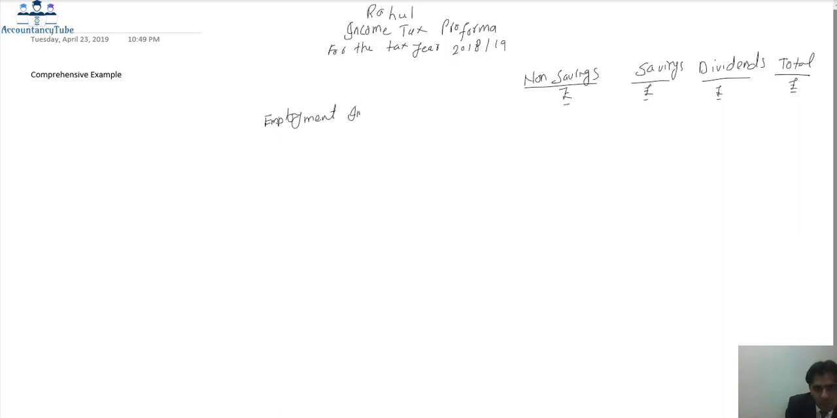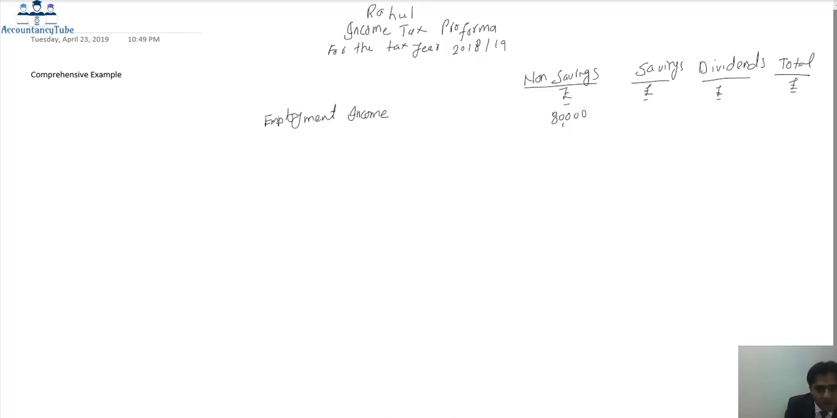Employment income. And employment income of how much is given? £80,000 employment income, which would go into the non-savings income. Okay, so £80,000 employment income goes into the non-savings income.